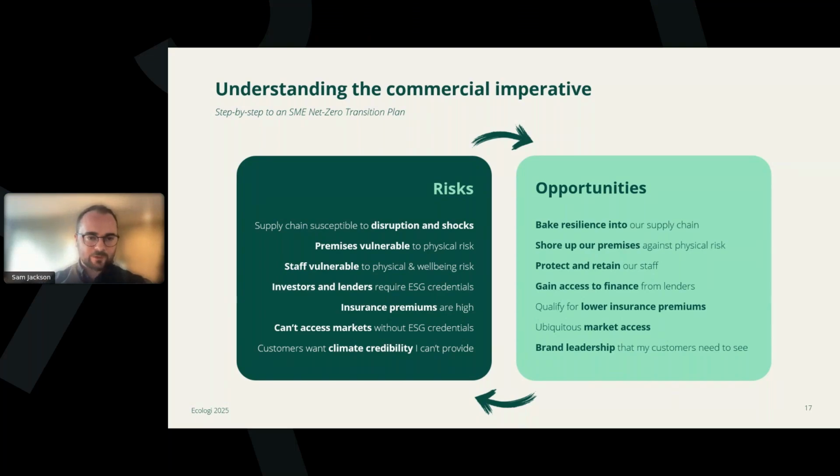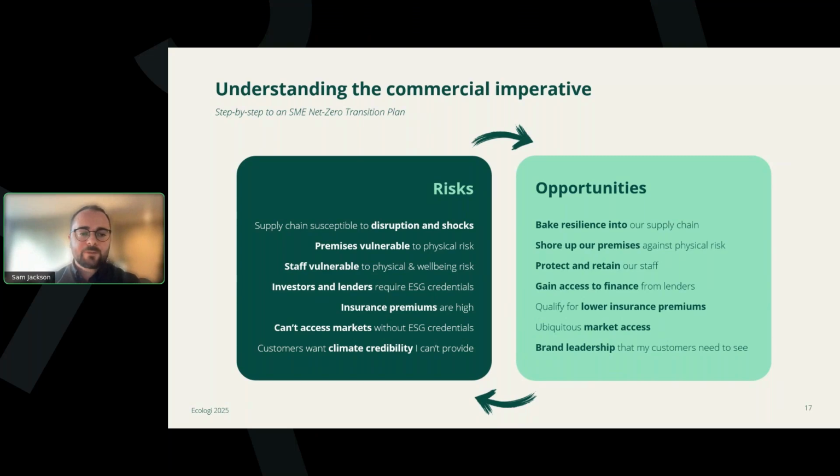All the things I've talked about thus far are risks, but on the flip side of every risk is an opportunity. So where we're thinking about if our supply chain is susceptible to disruption and shocks, then transition planning will help us bake resilience into that supply chain. If our staff are vulnerable to physical or well-being risk, then transition planning can help us protect and retain them, which is going to save us money.